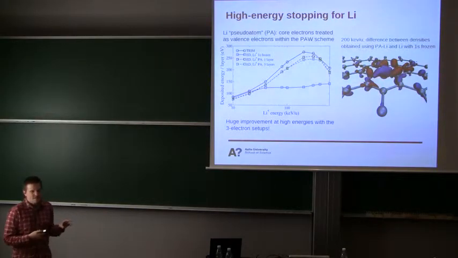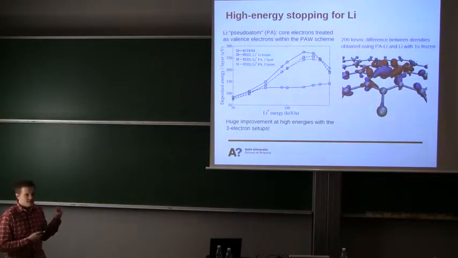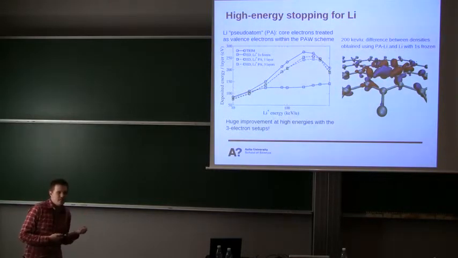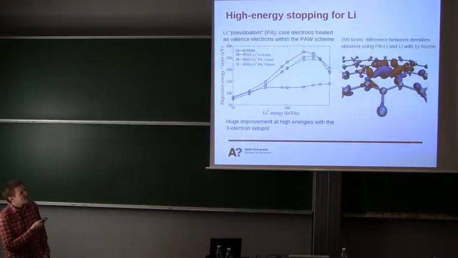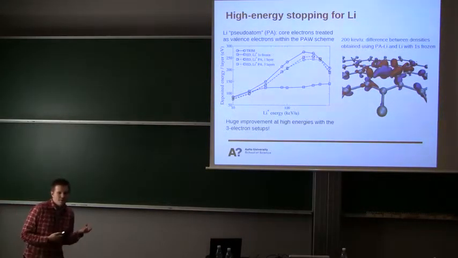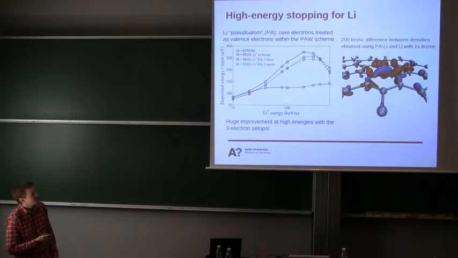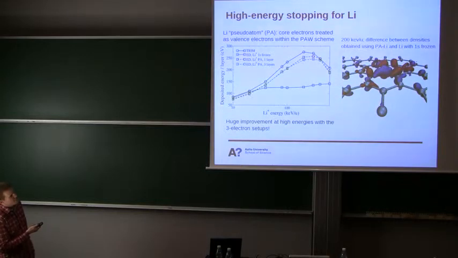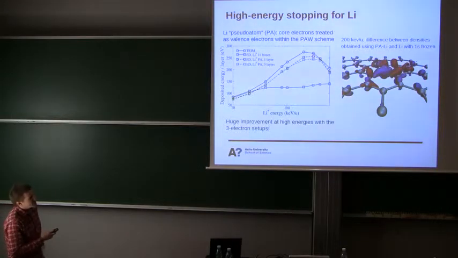And then we looked inside the simulations and calculated the difference between the densities obtained using the 3 electron lithium and the lithium with the 1s state frozen. We found that we didn't get these good results by accident; there's actually something going on with the density. The difference is localized around the impact point here, but there are also differences that seem to propagate more or less around the whole system.